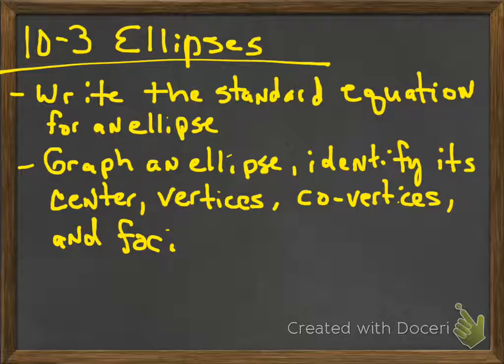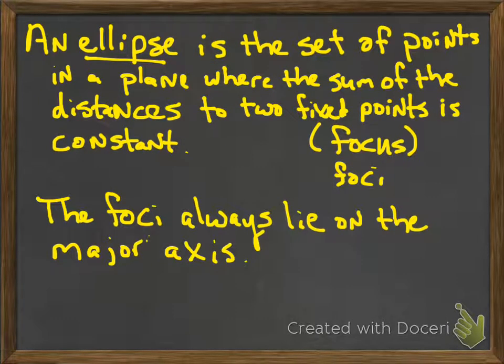Keep in mind what you saw in 10.1, we're going to do things a little bit differently for the ellipses in this section. So this is actually the way you'll see the standard form for an ellipse. What is an ellipse? An ellipse is the set of points in a plane where the sum of the distances to two fixed points, those points are called focus, each by themselves, together we call them foci, is constant. The foci always lie on the major axis. When you look at an ellipse, there's always a major and minor axis, the longer side and the shorter side, basically.